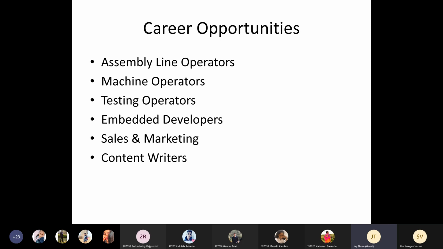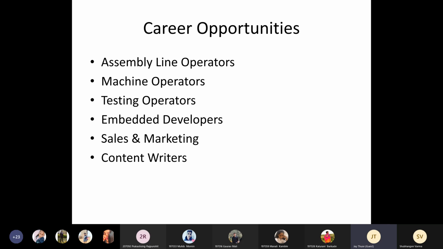Embedded developers, I'm sure everyone must be aware of what exactly an embedded developer is. Basically taking microcontrollers and microprocessors and being able to design different products around them, being able to design prototypes and products based on that. So that is a good career opportunity in EMS. Followed by that, sales and marketing, which I don't really need to brief about.